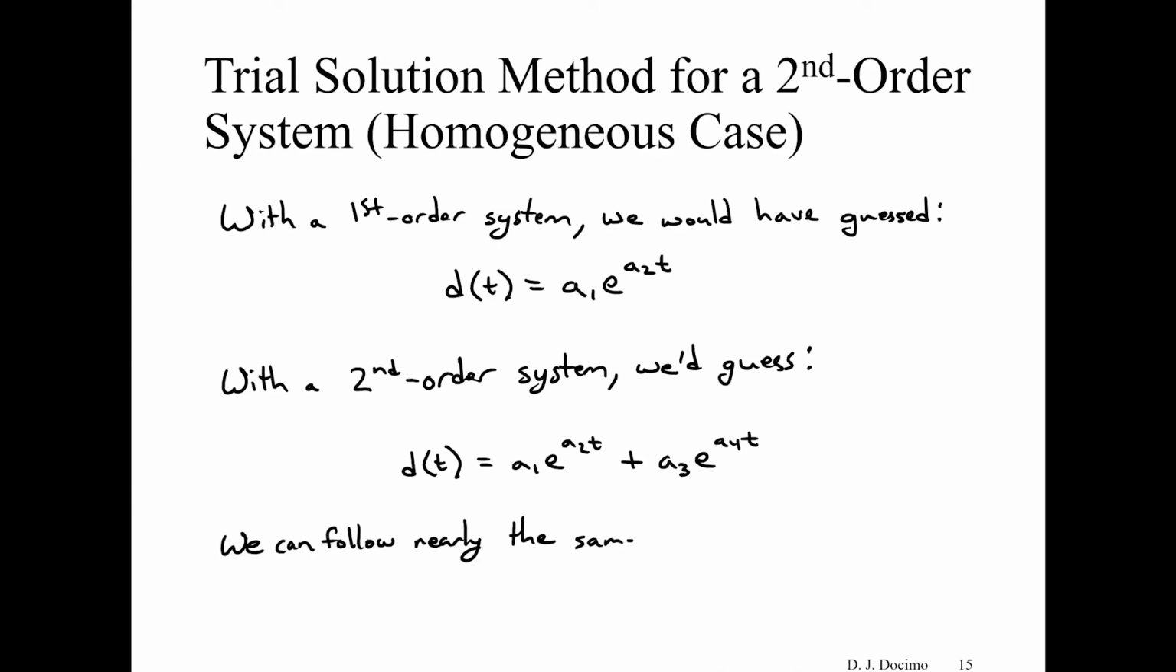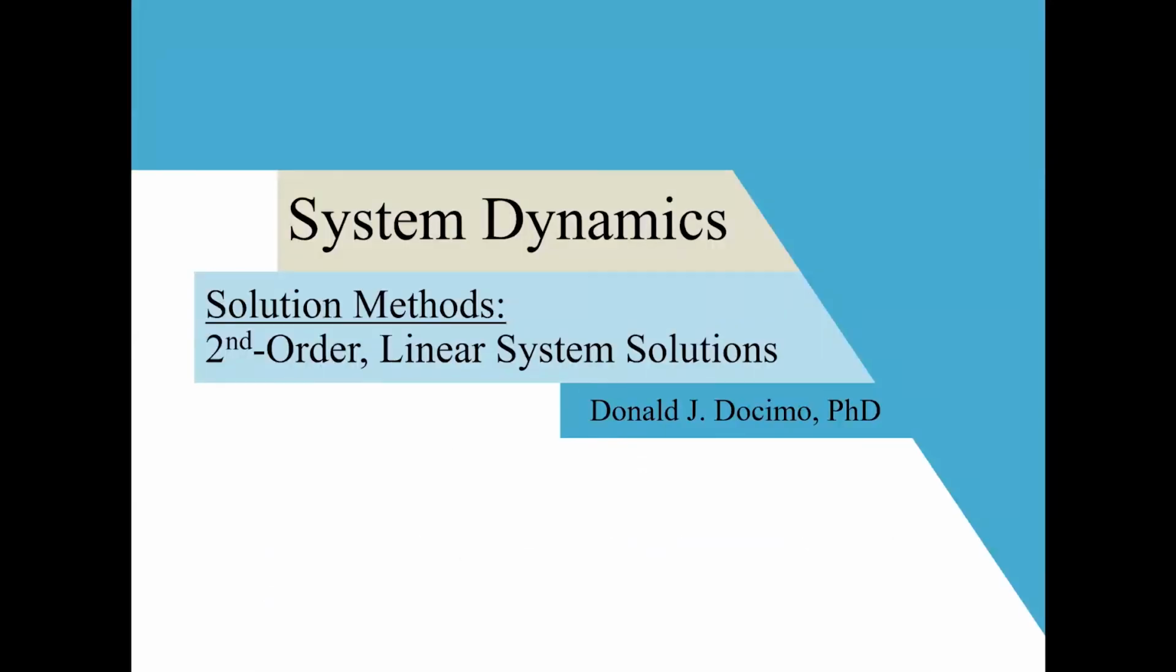And then we could just follow nearly the same procedure as with a first order system to solve for a1, a2, a3, and a4. Take a derivative of it, plug it into your equation of motion, and then solve using your initial conditions and those parameters that you already have for a1, a2, a3, and a4. And that's how you solve second order linear systems.